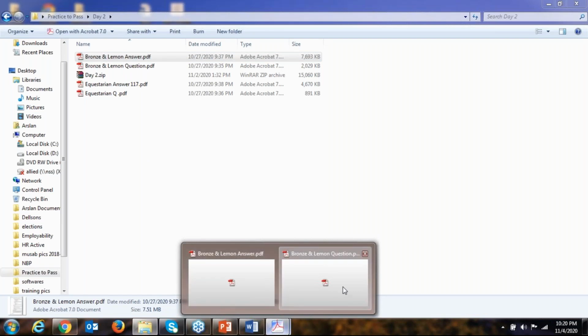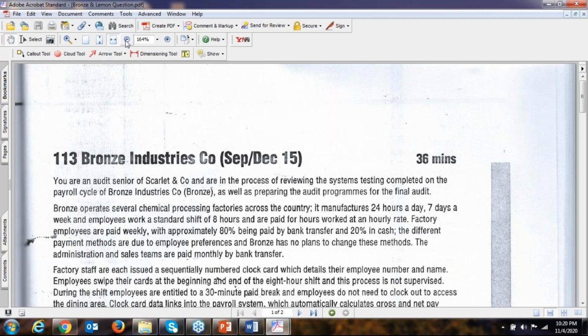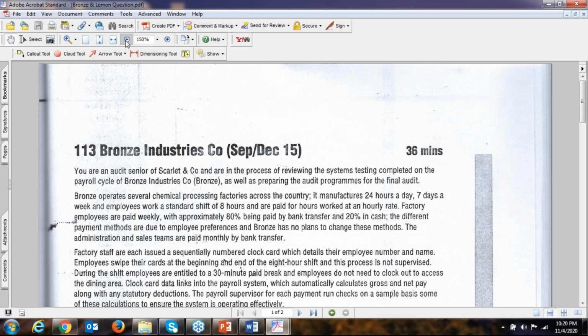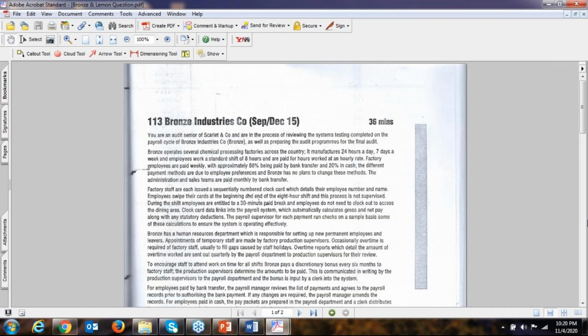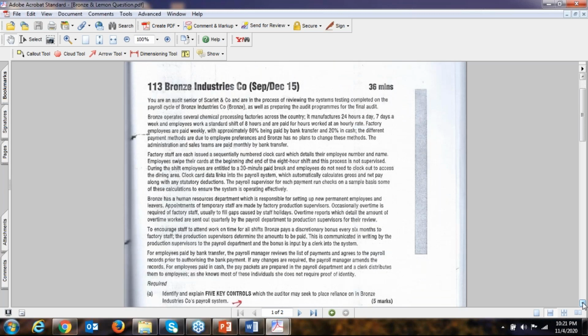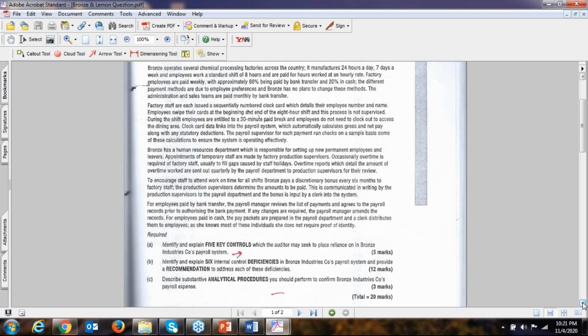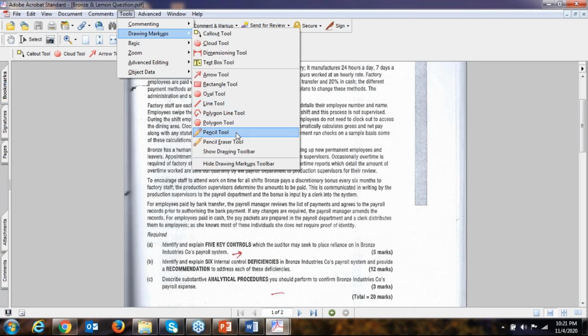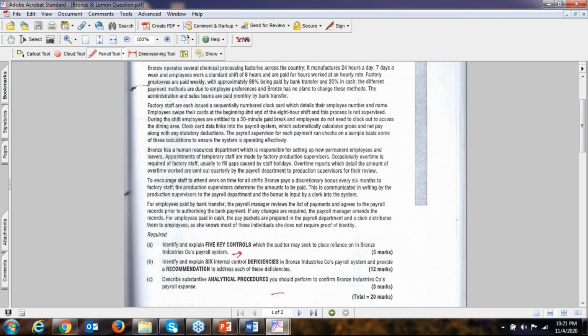So this is the Bronze question, Bronze Industries Company. One thing I told you in the last session: you need to read the requirement first. So what is the requirement? This practice will really help you. Please be focused and attentive. This is the first requirement.